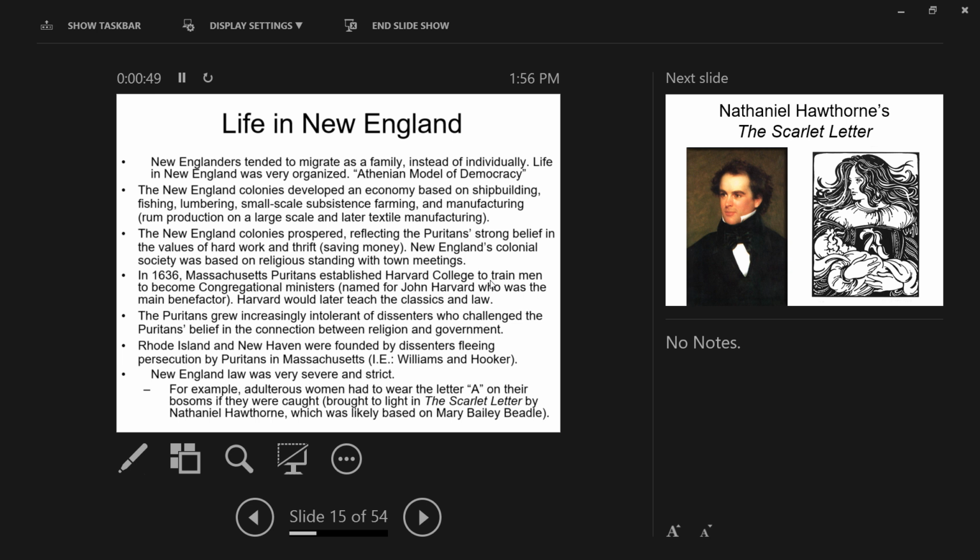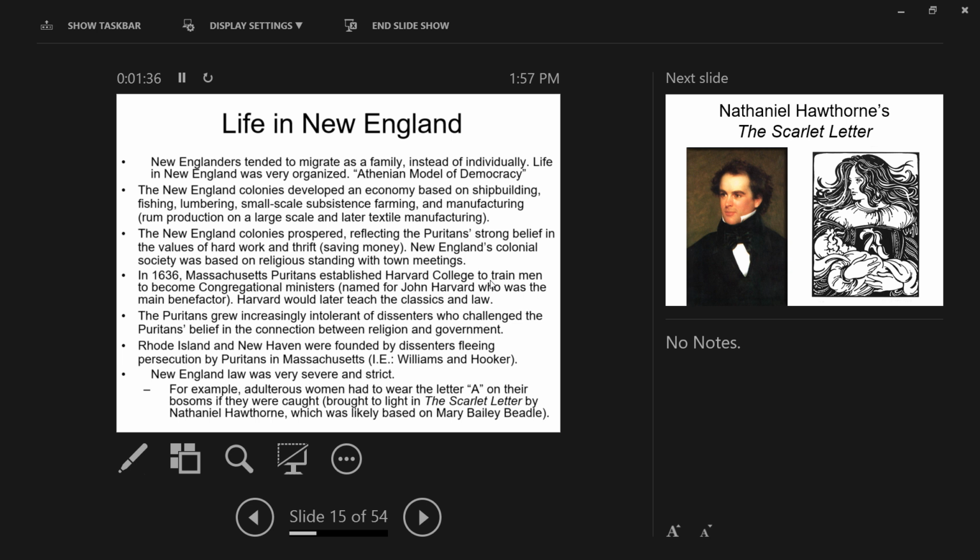The New England colonies developed an economy based on shipbuilding, notably in Boston, fishing, cod, as we've talked about, lumbering, small-scale subsistence farming. They actually focused a lot on livestock farming in New England, and manufacturing. Rum production, a lot of it was based out of Portland, Maine, but remember, Maine was never a colony, it was part of Massachusetts. Later, New England will go on to become a textile manufacturing region, and when we get into the early New Nation and the first industrial revolution, New England will dominate the textile manufacturing business in America.